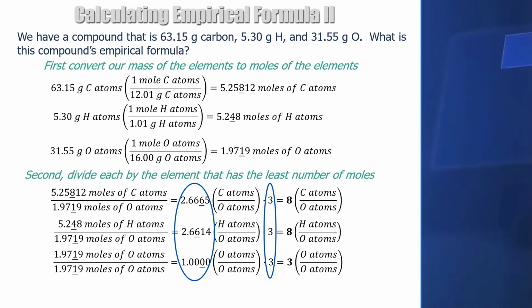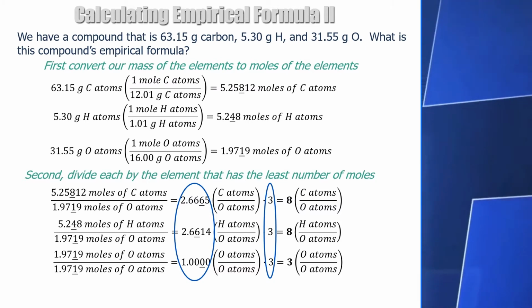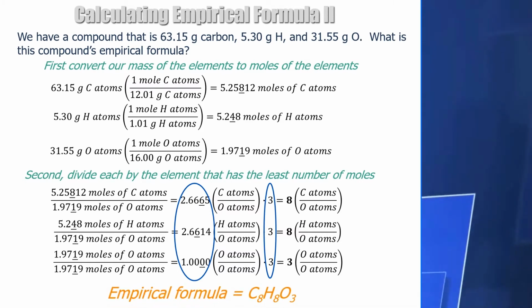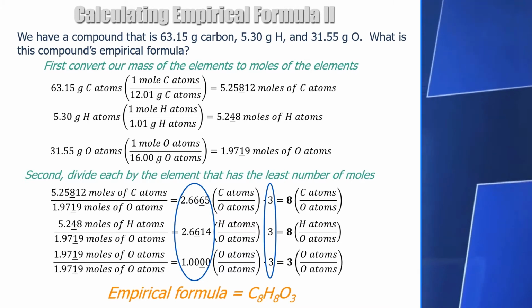As Dalton observed, most molecules are made up of atoms in small integer values, so the smallest common multiplier most of the time will lie between 1 and 5. The final empirical formula without decimal ratios is C8H8O3. Let's do another example, but this time we'll have just the mass percentages of each element in the compound.